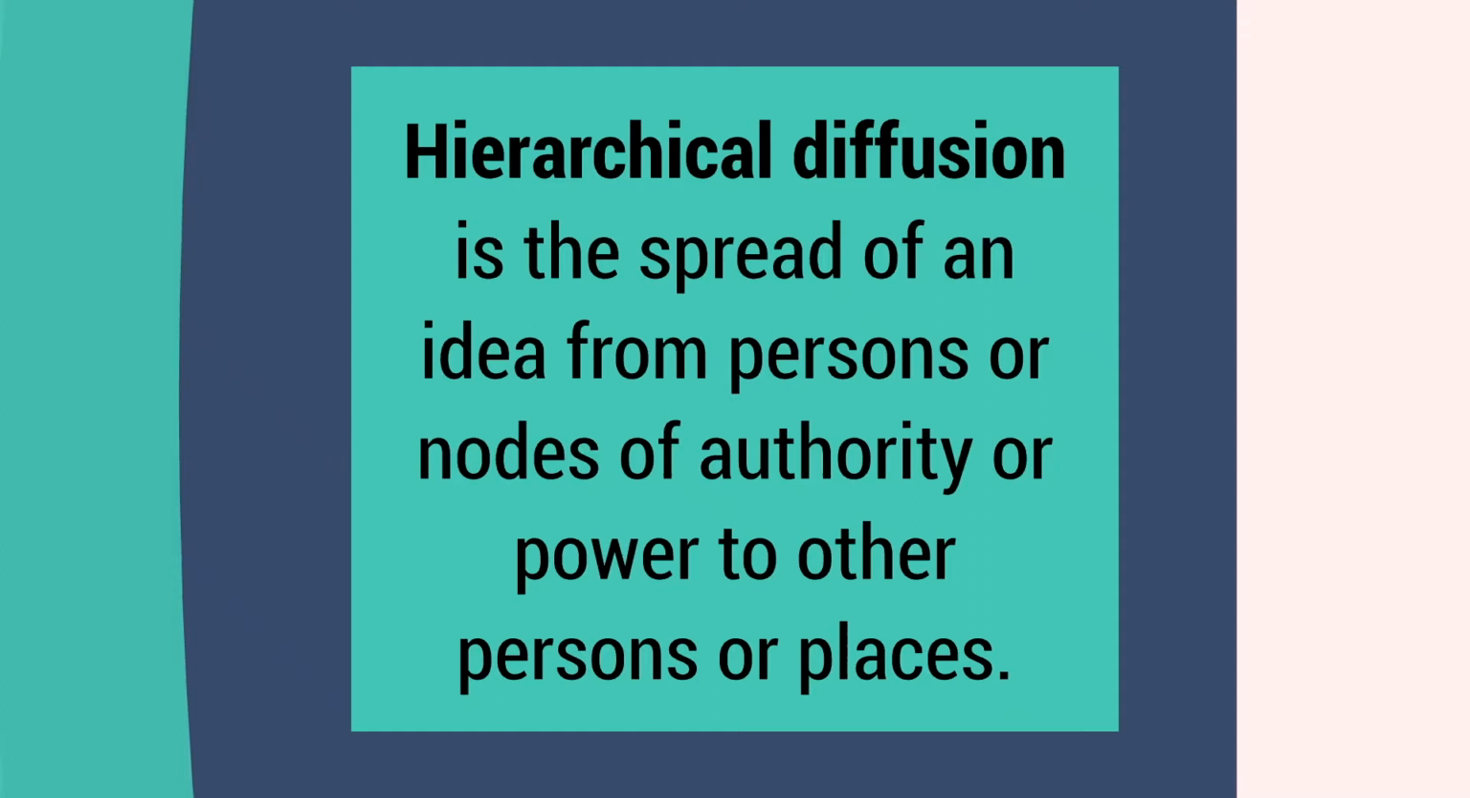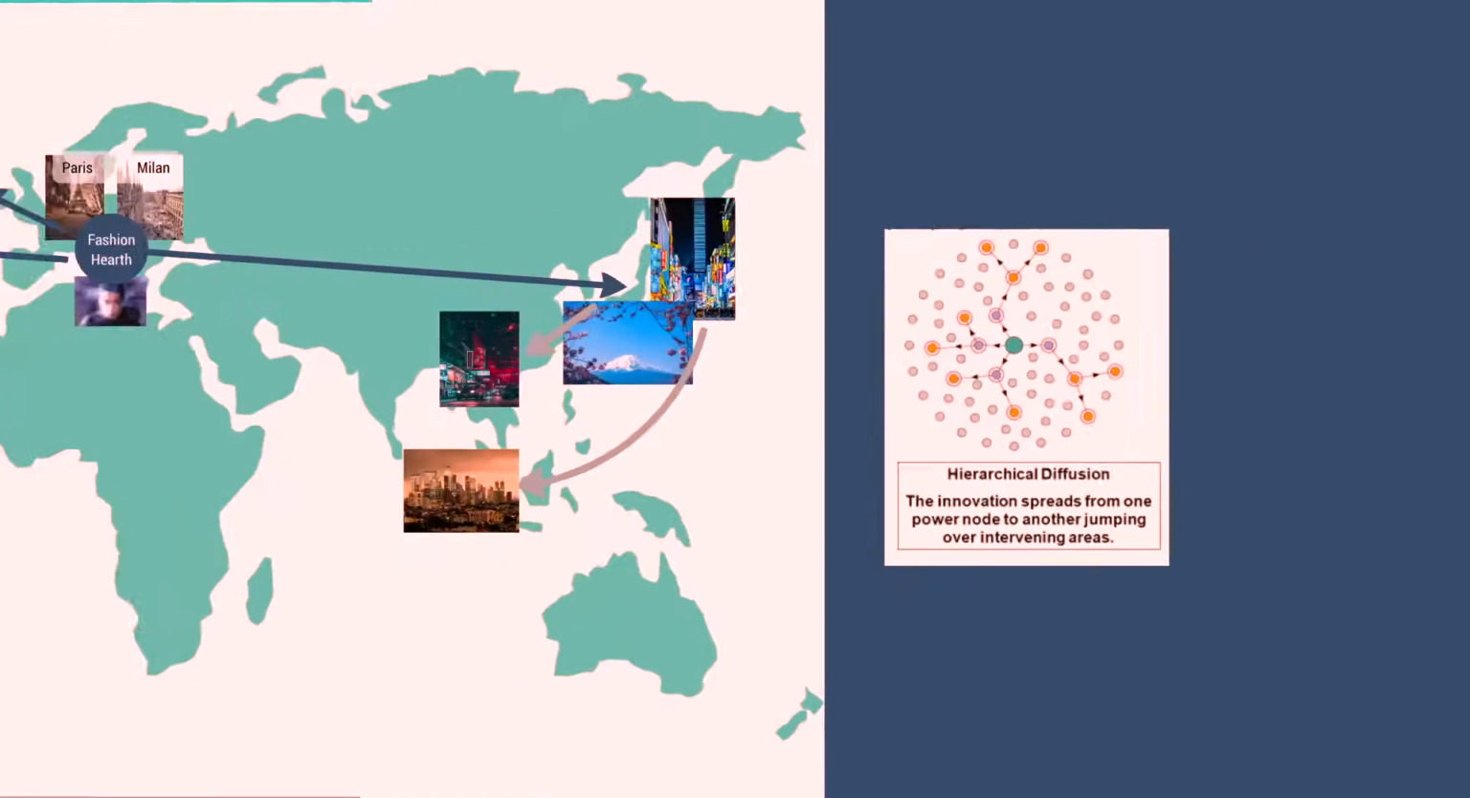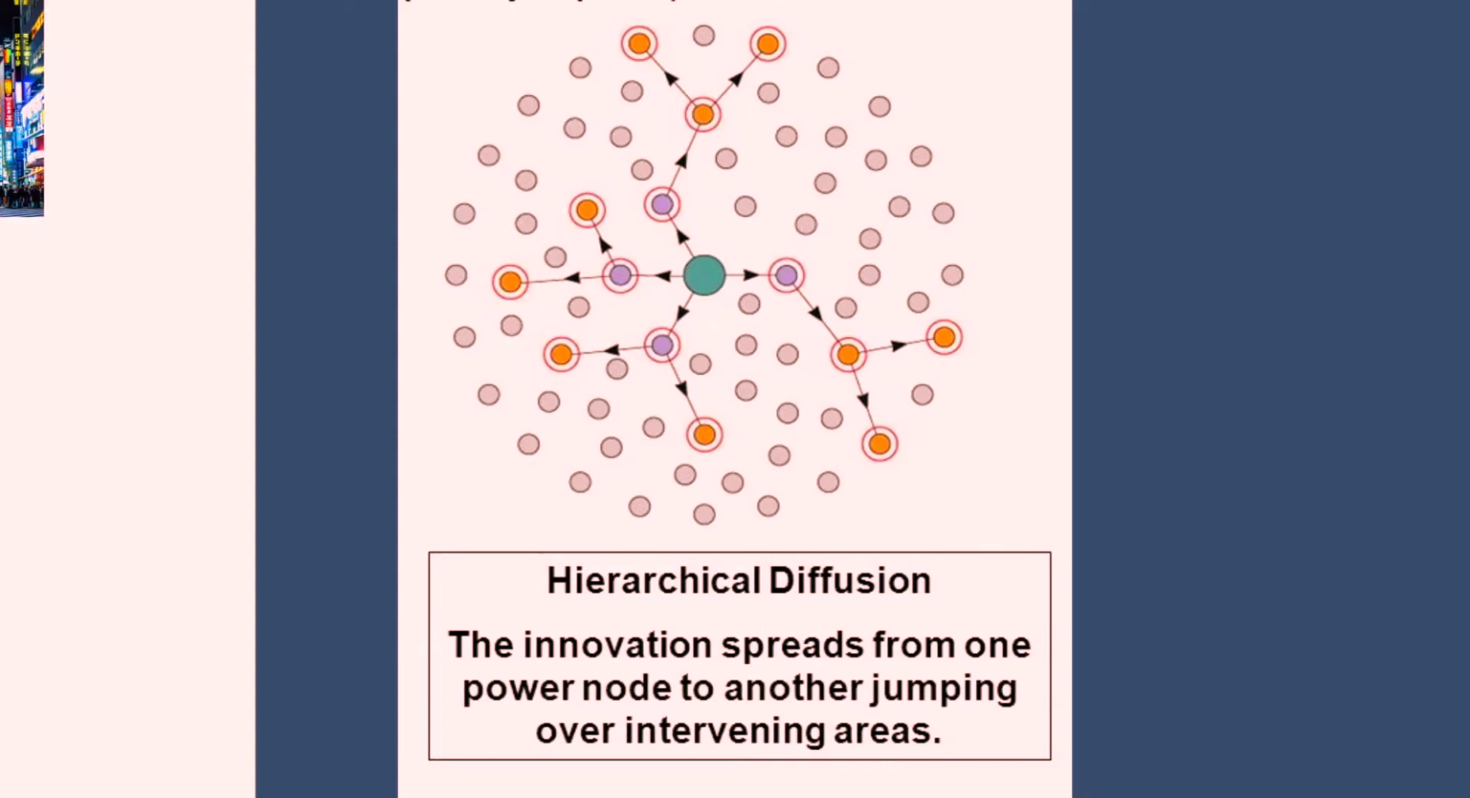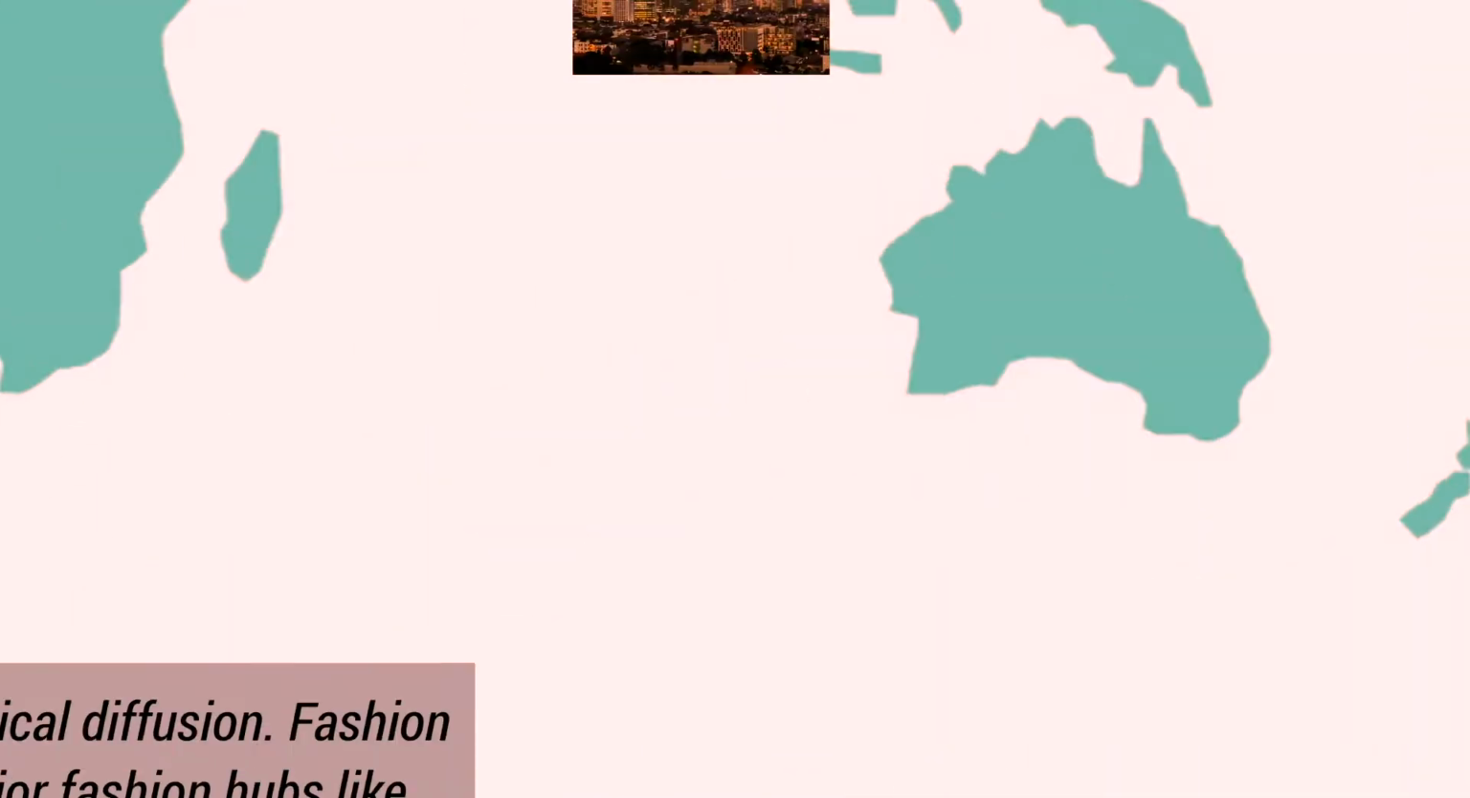So it is someone of an important stature spreads it to someone else of an important stature, and then it trickles down. And this works with places as well. So the innovation spreads from one power node to another. It jumps over other areas and other people, and then eventually spreads out and down. But it's not person-to-person contact in the same way that contagious is.